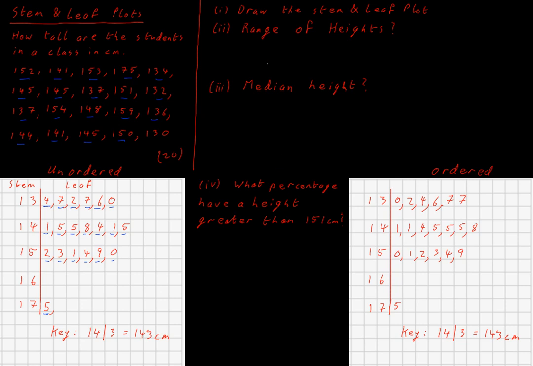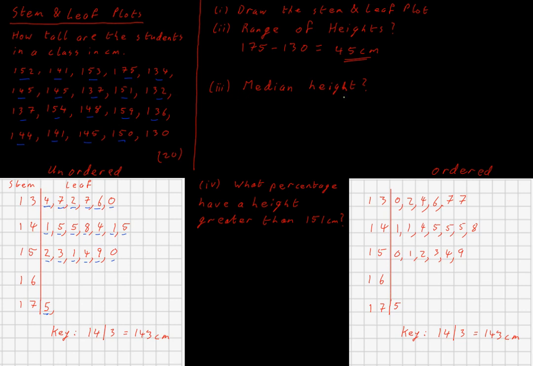Now, let's get into some of the other questions. What is the range of heights of our students in our class? Well, now this is very easy because I have my ordered group. I go from 130 centimeters tall to 175 centimeters tall, and I know that the range is the highest to the lowest. So I get the difference between those two. And I get 45, and I don't forget my units, it's centimeters.